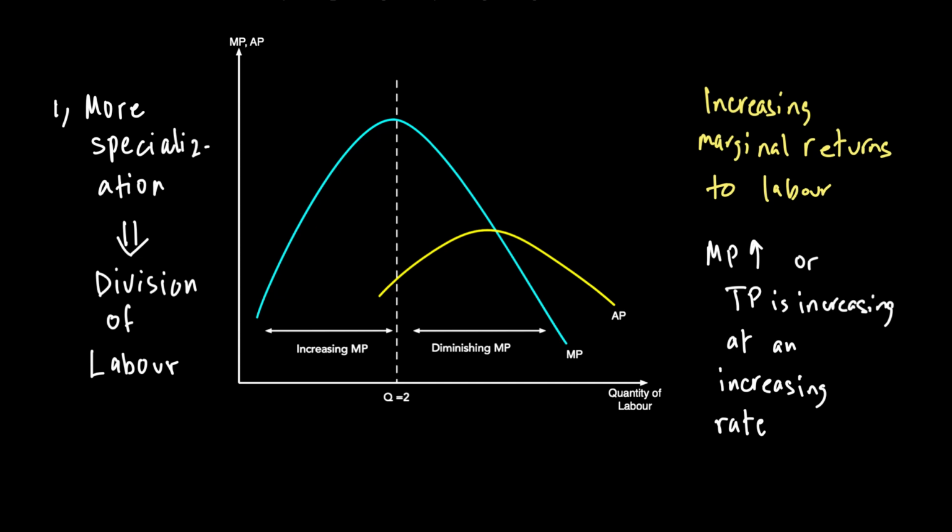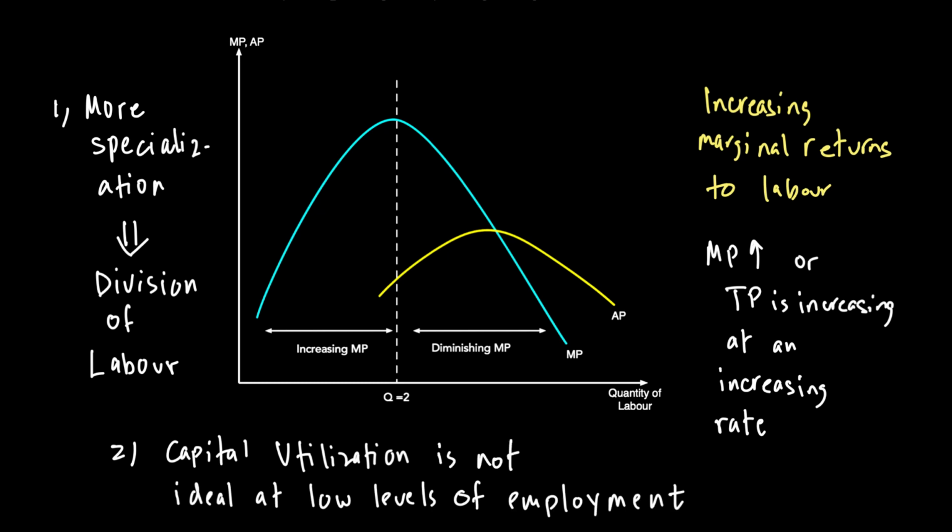Another reason is that at very low levels of employment, there may not be enough workers to properly operate the available capital. In other words, the capital utilization is not ideal at low levels of employment. But as the employment goes up, the capital utilization becomes better, and the productivity for each worker increases as more workers are hired. After the first two workers, diminishing marginal product takes place.